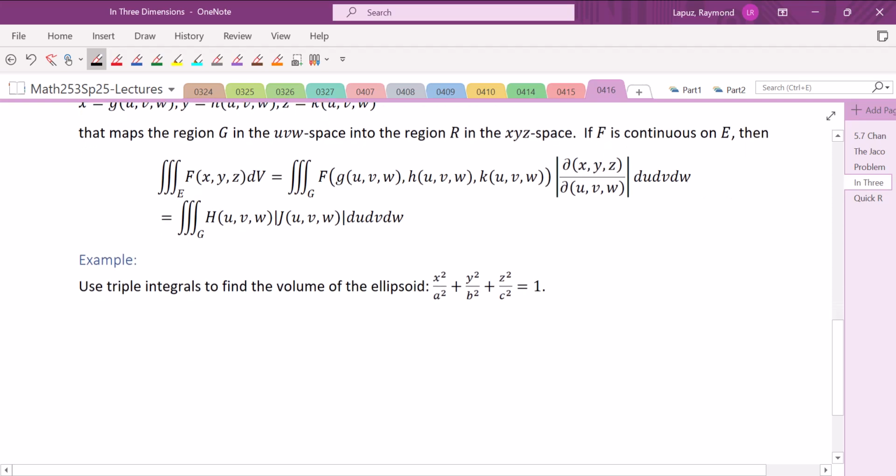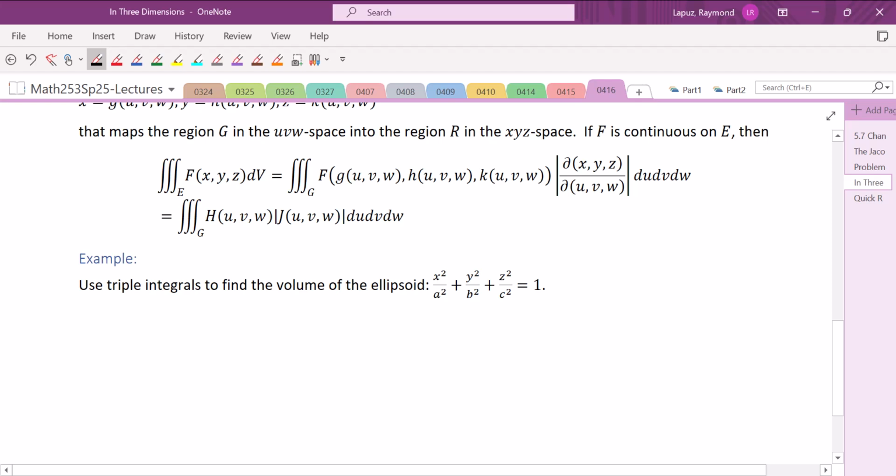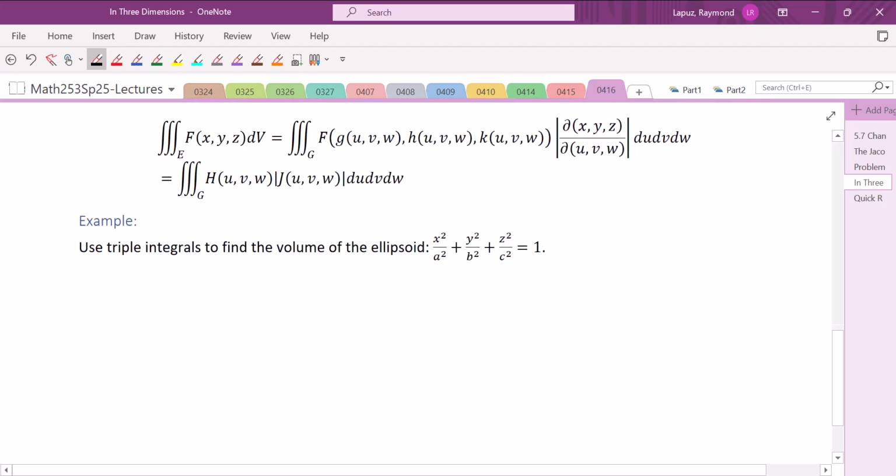Okay. Now, for this, I just want to do one quick example, and I'm hoping this is quick, like 5 minutes quick. And the transformation here will be based on making this look like a sphere. So right now it's not a sphere, it's an ellipsoid, because, well, if A, B, and C are all equal to each other, then it's a sphere. But assuming that A, B, and C are not all equal to each other, we need some sort of transformation.